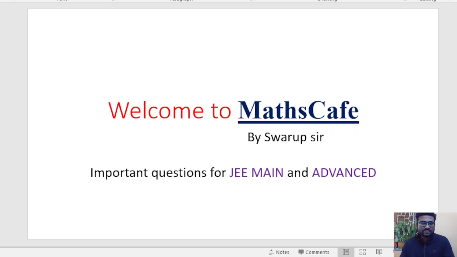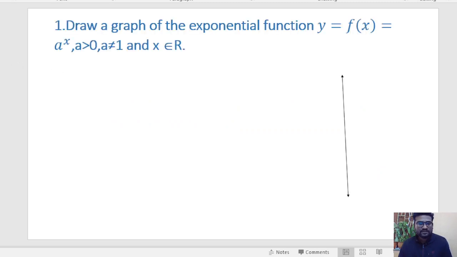Today we will discuss some important questions for JEE Mains or Advanced. And today we will solve how to draw a graph, how to draw an exponential graph and a logarithm graph. At first, draw the graph of the exponential function y equals f of x equals a to the power x.